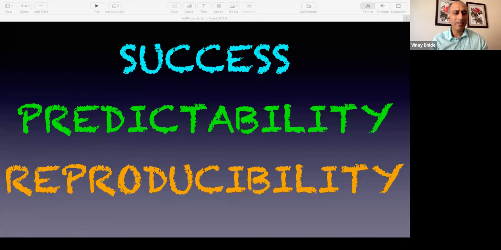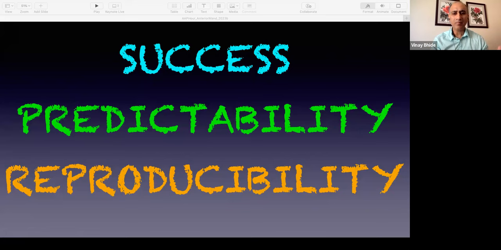And this is what we're seeking in private practice. We're seeking predictability. We don't want to do things that are successful once, and then we just can't find that level of success again. We want to be able to look our patients in the eye and tell them that we can get a particular result for them a high percentage of the time.